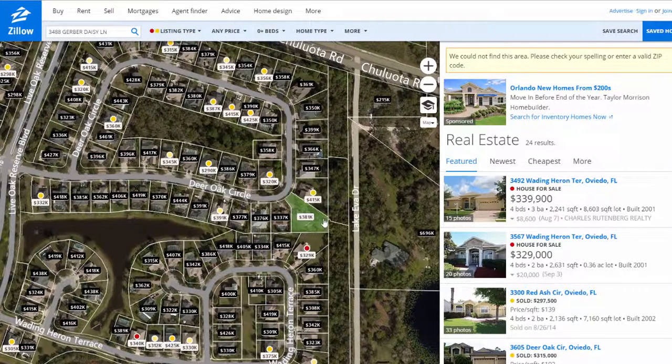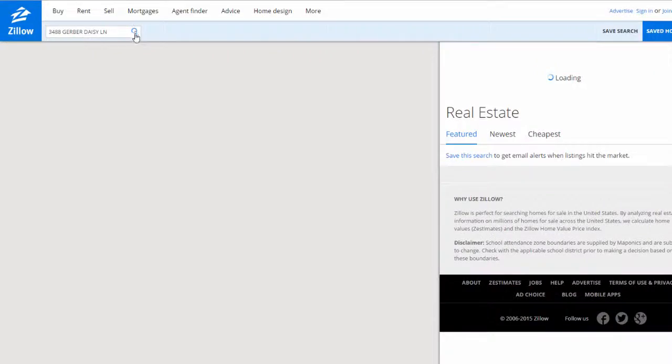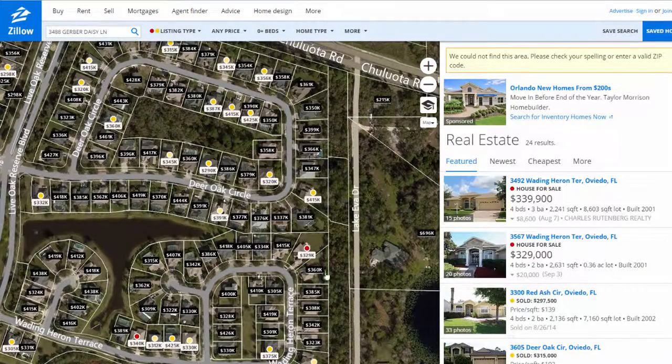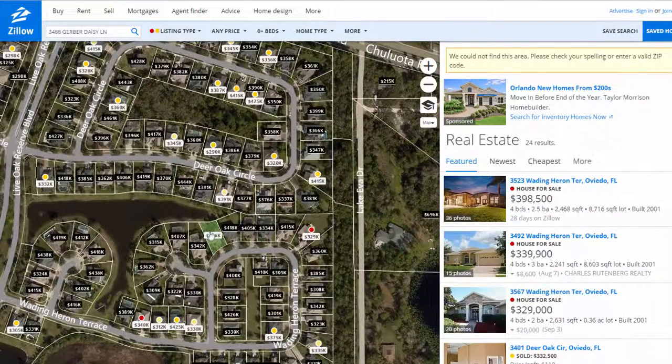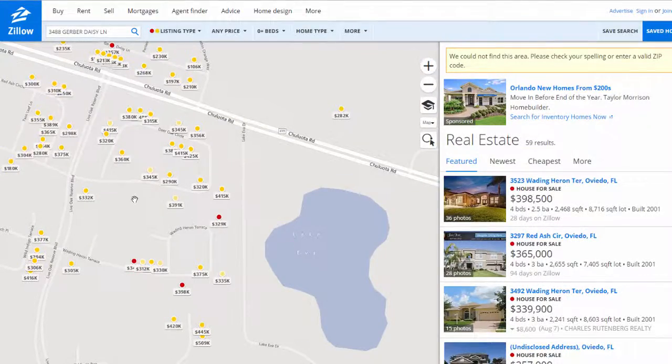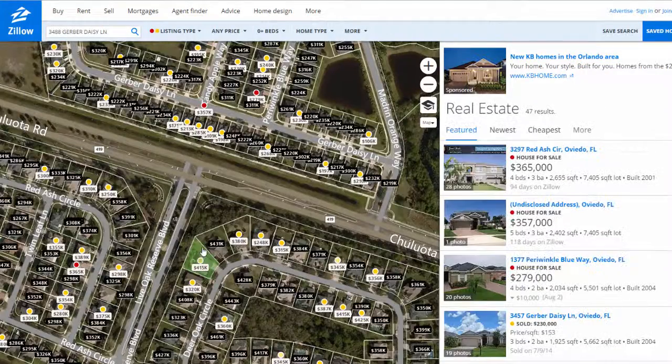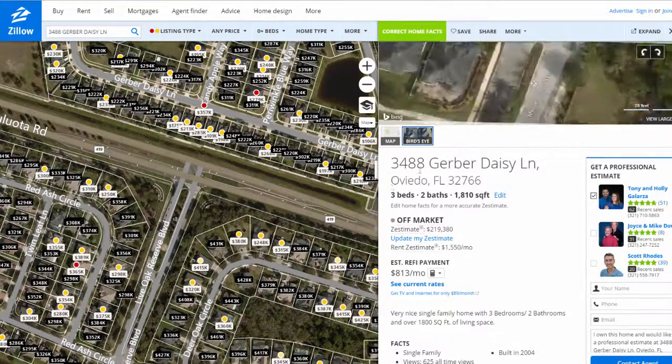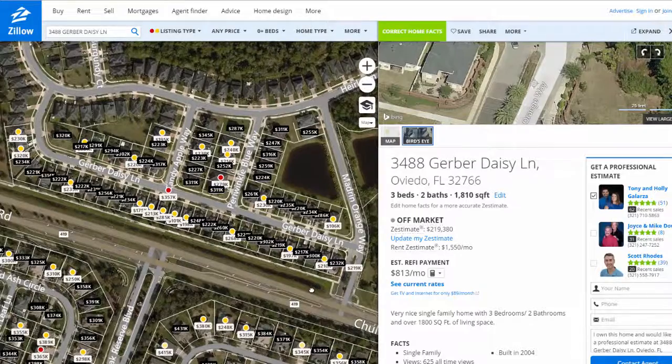So, all the houses, let's just see. I want to go back and click this on so it shows me the property. Where is this property? Hold on. Is this it? Yeah, 388 Gerber Daisy Road. Okay, right here.